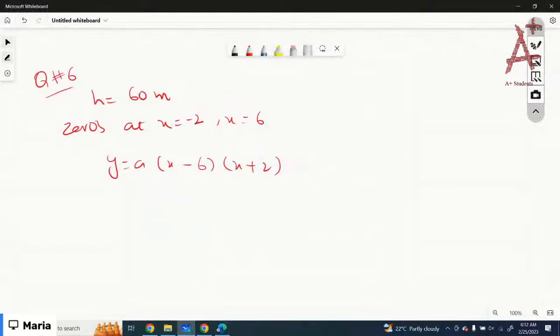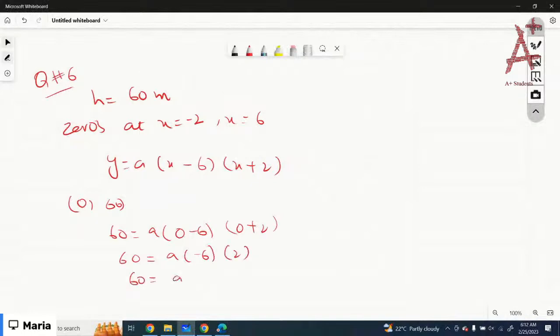So we are given the y-intercept, that would be x is 0, y is 60. So let's put the y-intercept in the equation. 60 equals a times 0 minus 6 and 0 plus 2. So it would be 60 equals a times negative 6 and 2. It would be 60 equals a times negative 12. So a equals negative 5. So the equation would be y equals negative 5 times x minus 6 and x plus 2.